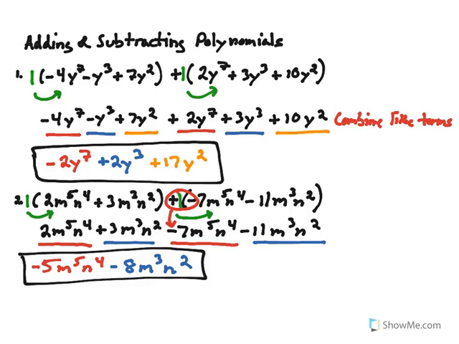So simplifying them is not too bad. You just have to make sure that you're adding and subtracting the coefficients and make sure that the variables are identical with the same exponents. So you can't combine n to the 4th terms with n cubed terms. Those are different. Same variable, but they're different exponents. So when I say the exponents have to be identical, I mean identical. That's really important. So let's do one more.